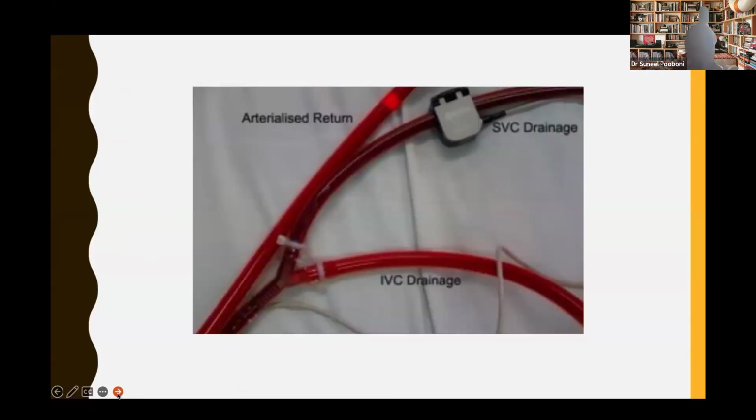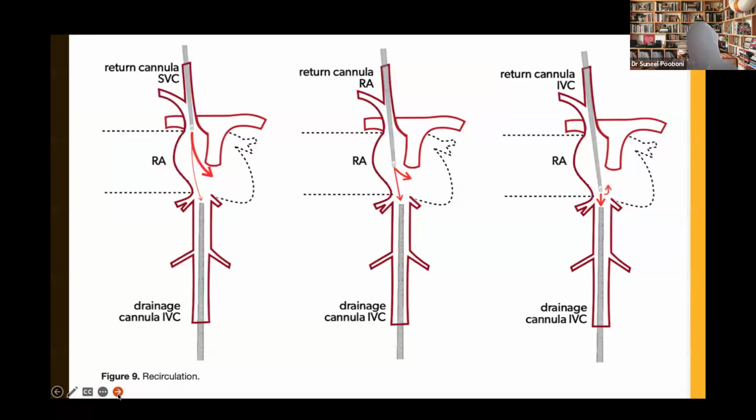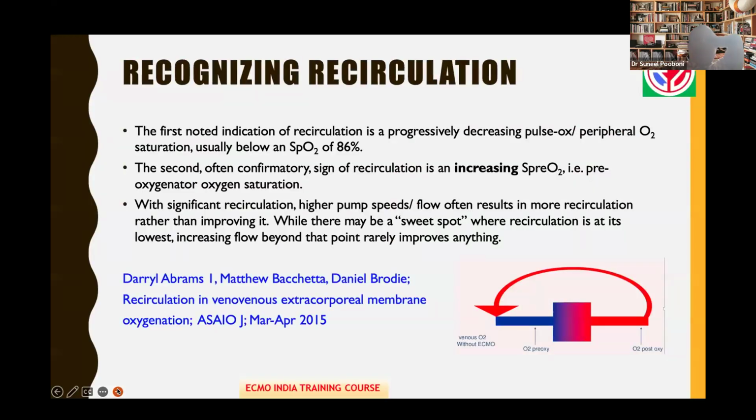Here you can see very clearly how the recirculation looks in red color, whereas the venous color is the dark blood. Some of the circuit diagrams here: return cannula from the SVC, return cannula from the right atrium, and how it looks. Certain circuit diagrams here for you to understand how it can be.